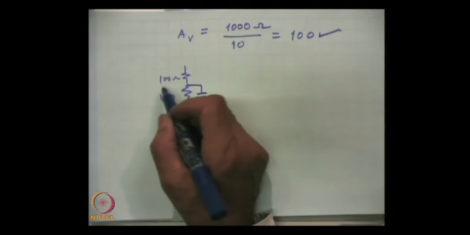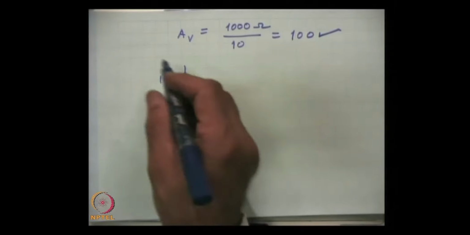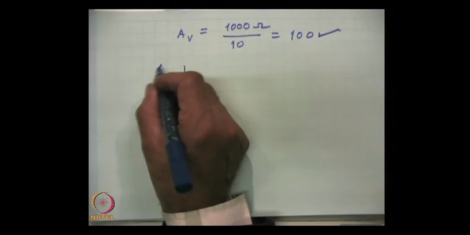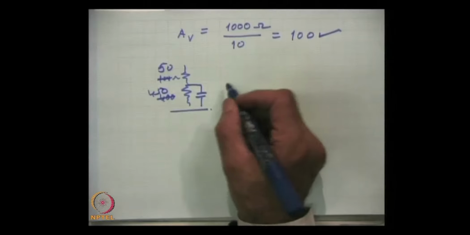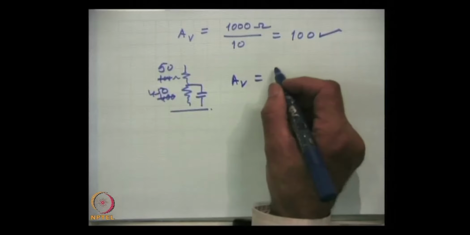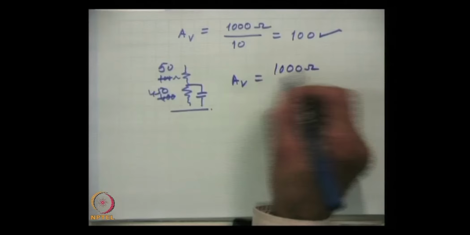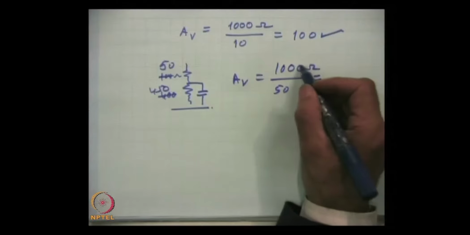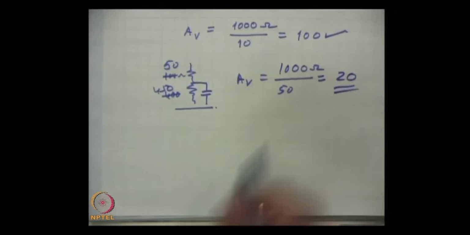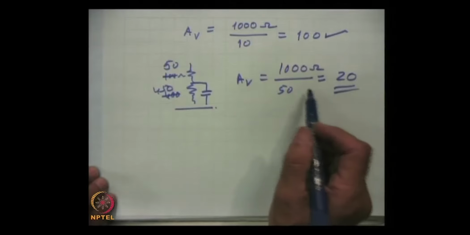Here this will be only 100. So, actually it is 10, we can still take it 50 and this as 450, then this gain will come out to be 1000 ohms by 50. So, this is 20. So, like that, this is just an example, we can choose these values differently, and we can manipulate the voltage gain.